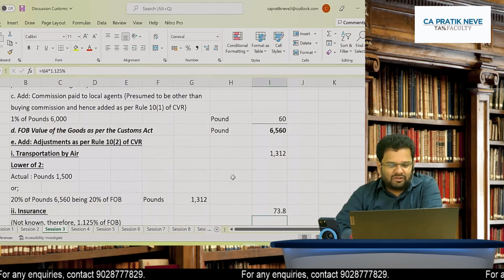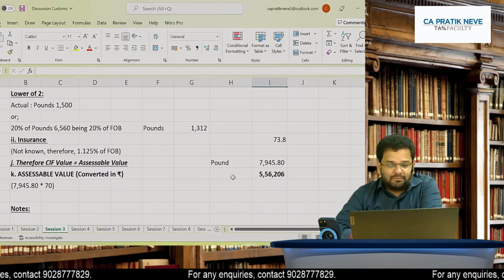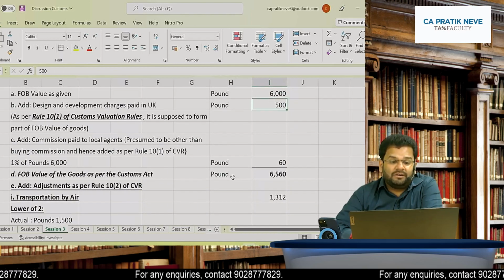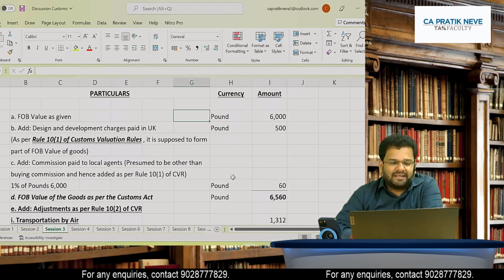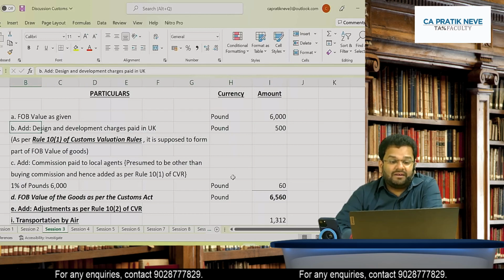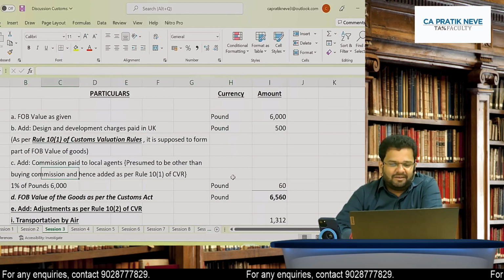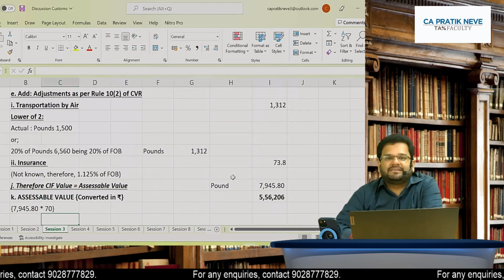So you can keep on solving such questions. If there is something which should form part of FOB, you please take it. Like in this next question, we have taken design and development charges. Okay, keep on taking it in the FOB itself.